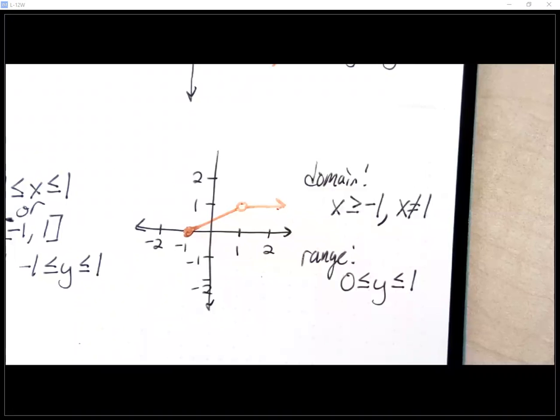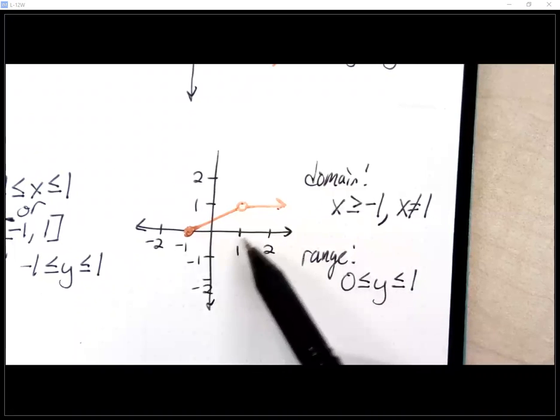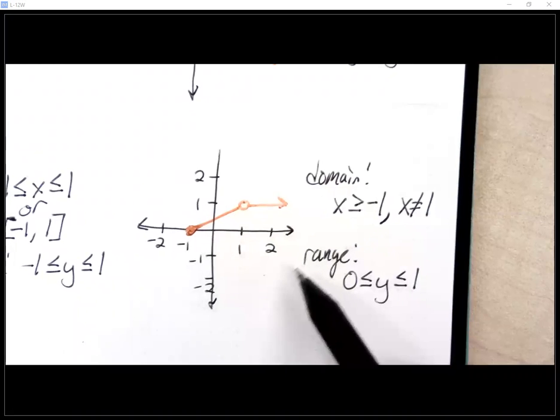Okay, so real quick, this example that we did, would that be a function? Yes or no? What do you say? Yeah.